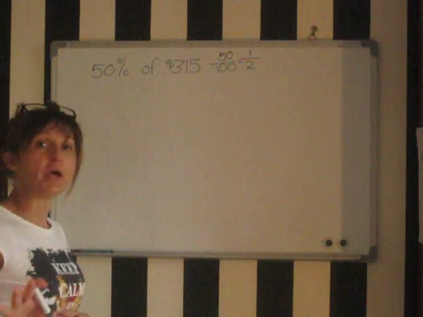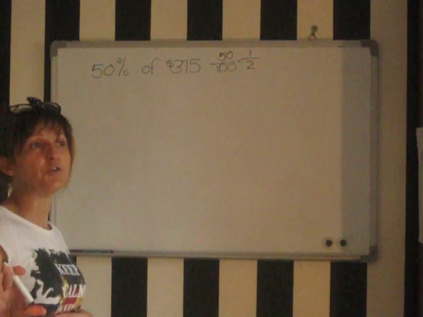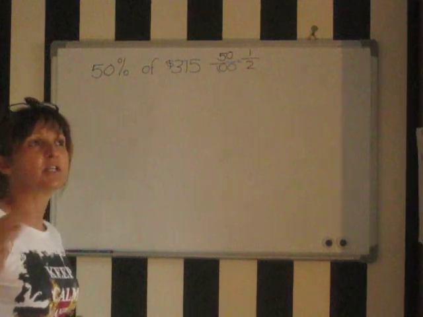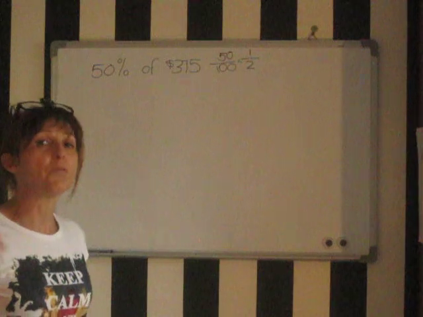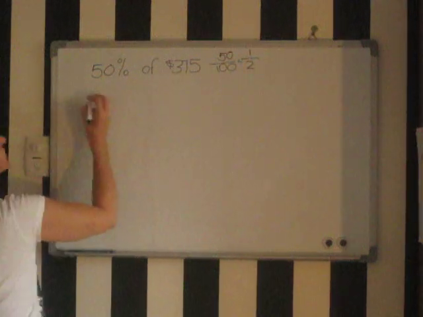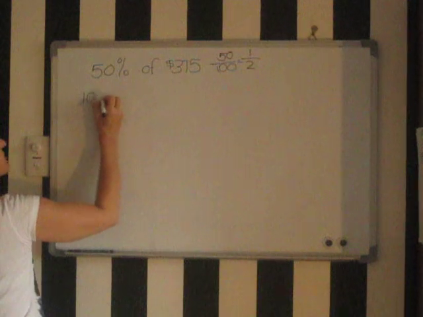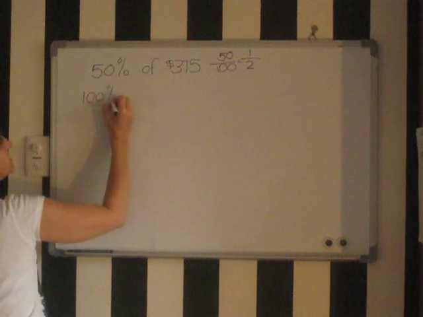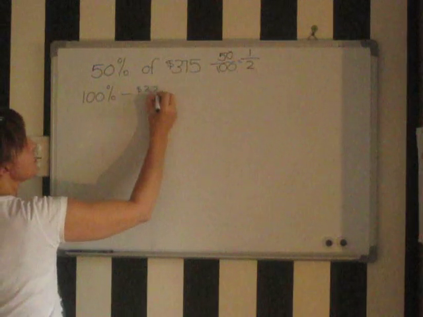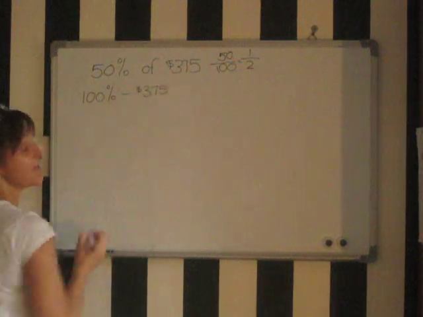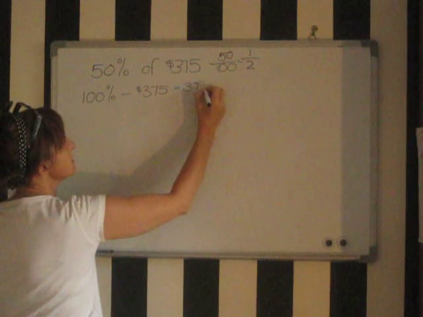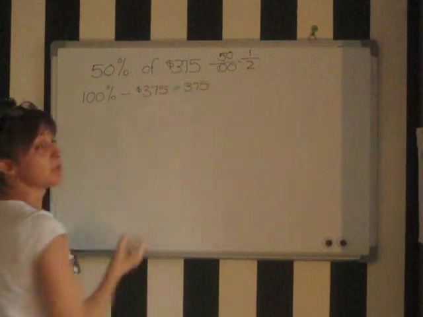Okay, but I'm going to show you how I want you to do it. And also if you are at the shops, it's easier if you do it this way to quickly try and calculate in your head what that percentage might be. So the first thing we're going to do is find what is 100% of 375. And that's going to equal 375. So 100% is all of it.